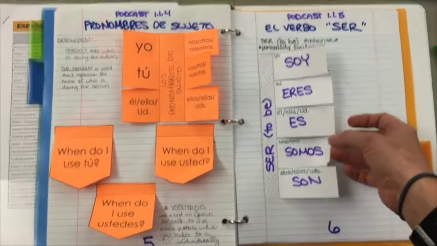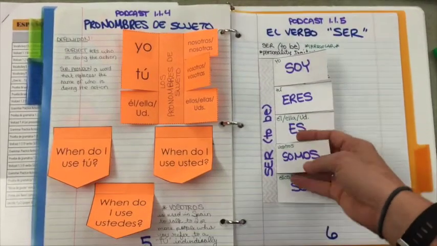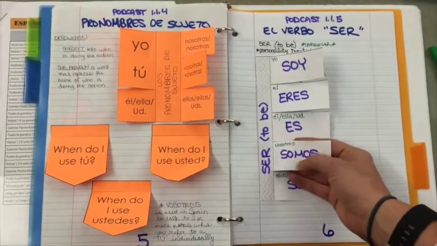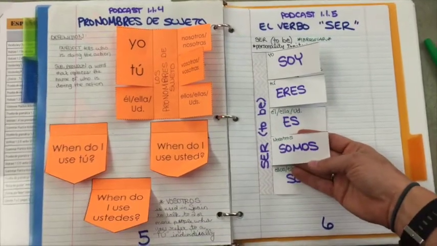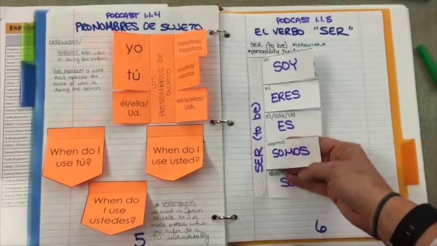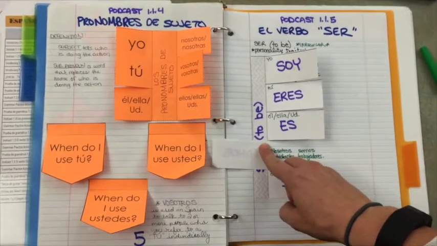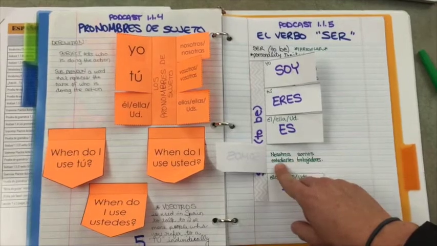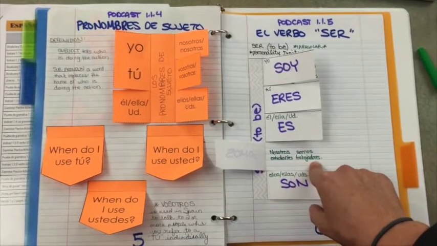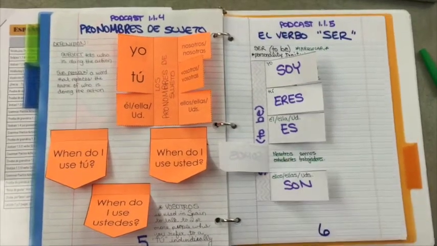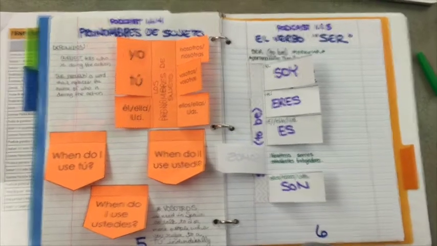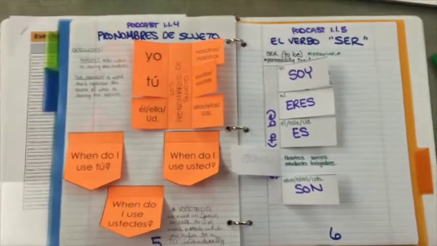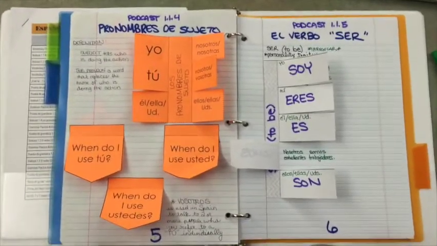Next we have nosotros. Nosotros means we, so nosotros somos is we are. The example I want you to write down underneath is nosotros somos estudiantes trabajadores. Nosotros somos estudiantes trabajadores means we are hardworking students.